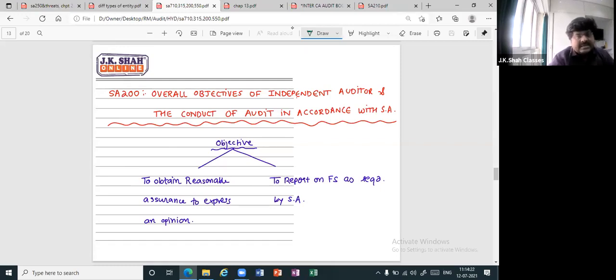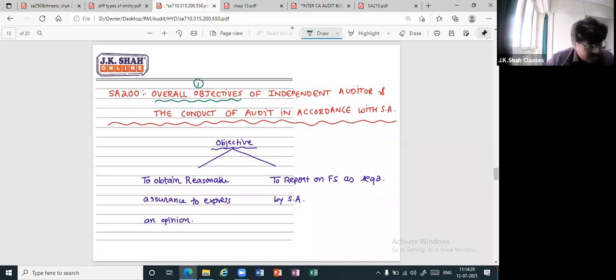It means this standard basically deals with two things. One, the auditor has to achieve the overall objectives. And secondly, the audit has to be done. How? According to the standards on auditing. So ultimately, this is your second part. First, we'll talk about overall objectives, and then we will come to the audit being conducted in accordance with the standards.